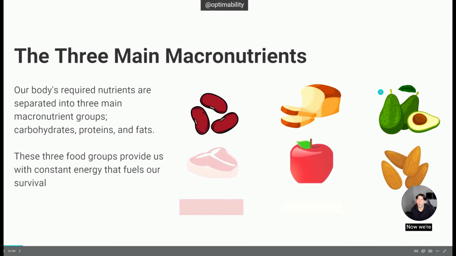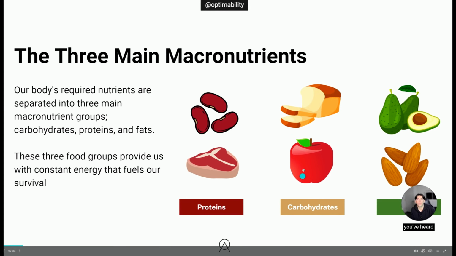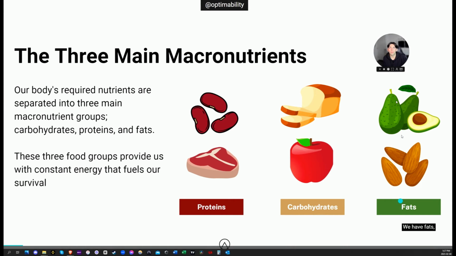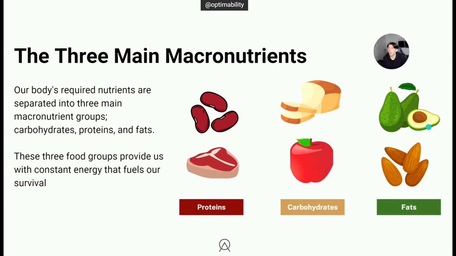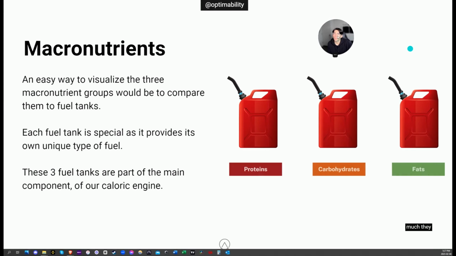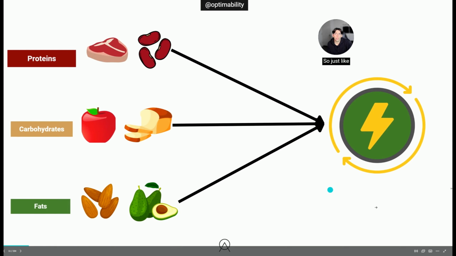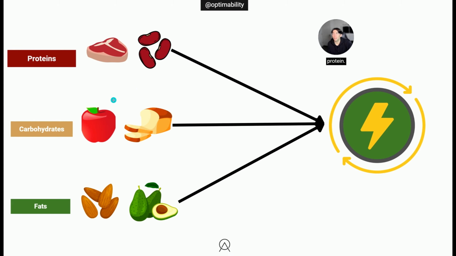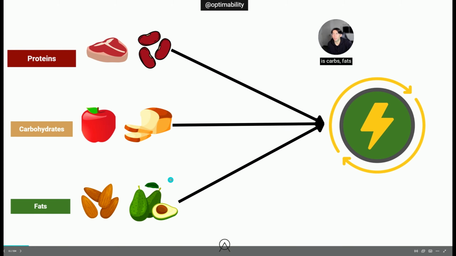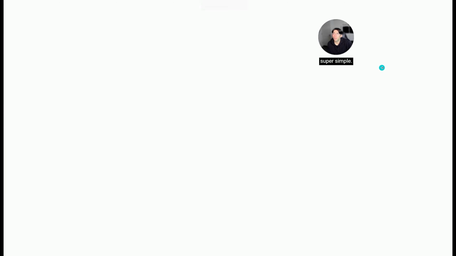So then, really cool, now we're going to talk about the three main macronutrients. I'm sure you've heard of these before. We have fats, carbohydrates, and proteins. Pretty much they work like fuel tanks. It's a very easy way to visualize it. Every different component has its own specific fuel, if you would, and they're each responsible for their own. So just like this is our total energy, and it comes from foods: meat, plant-based protein, apples, bread is carbs, fats, almonds, avocados, super simple stuff.